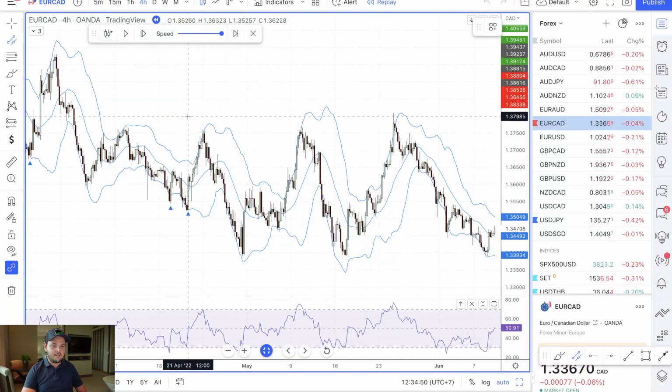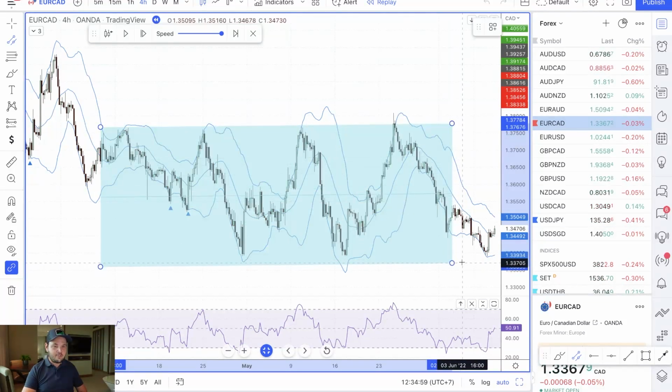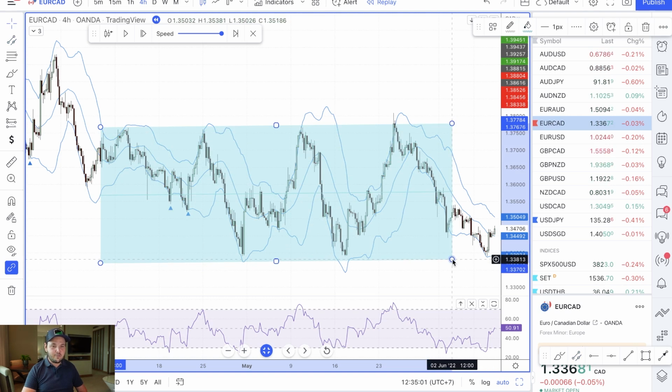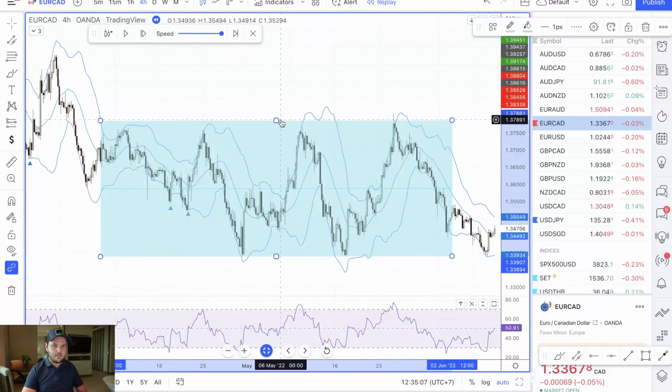This is very clear. If you cannot spot this range, we have an issue to work on. So I'm just going to roughly draw this down. This is approximate. It's never going to be perfect, but we have a pretty good example here of our range.